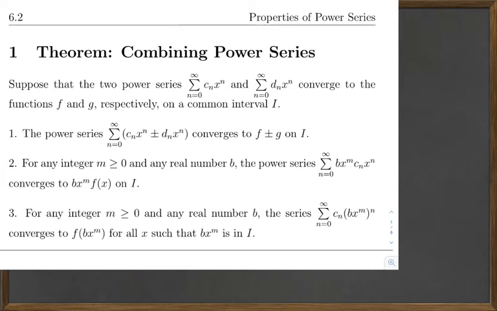And in the third property here it says, for any integer m greater than or equal to 0 and any real number b, the series sum n equals 0 to infinity c sub n times bx to the m, all raised to the nth power, converges to f of bx to the m for all x such that bx to the m is in I. That's where the series is going to converge.